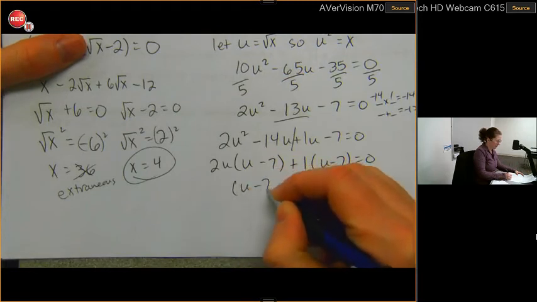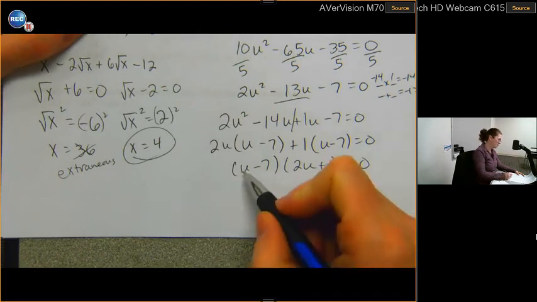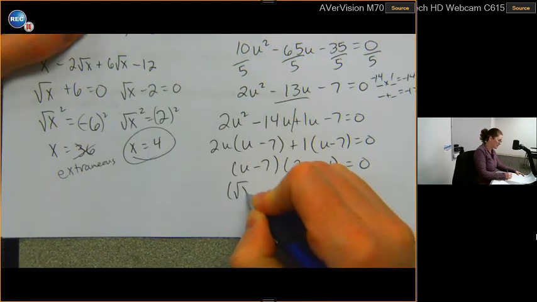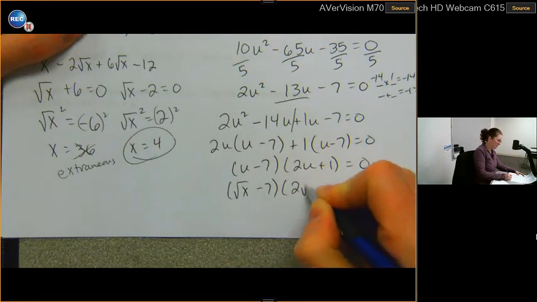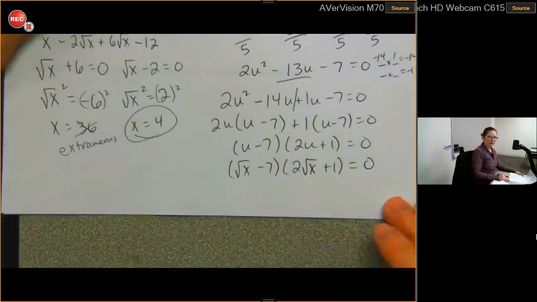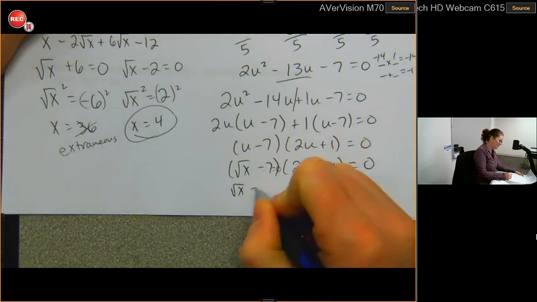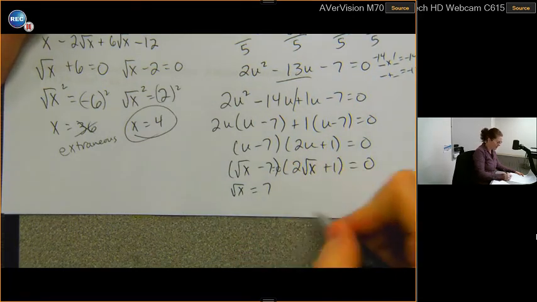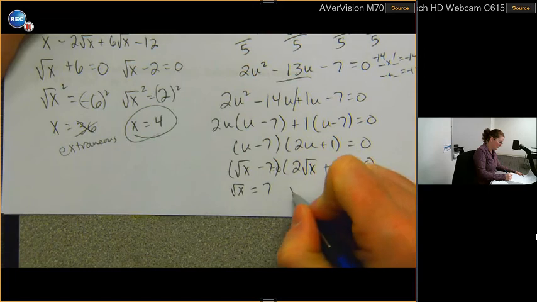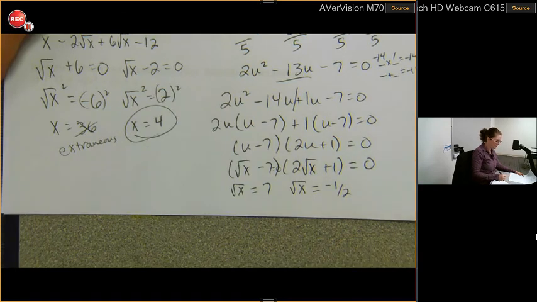This becomes u minus 7 times 2u plus 1. And then I can change my u's back into square roots of x. And then I set each equal to 0. So if I set that one equal to 0, I'm going to move the 7 over just because I'm running out of space. So I'm going to do things a little bit quicker here. So I'm going to subtract the 1 and divide by 2.